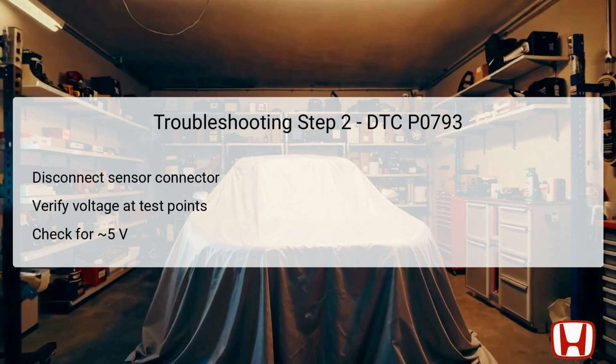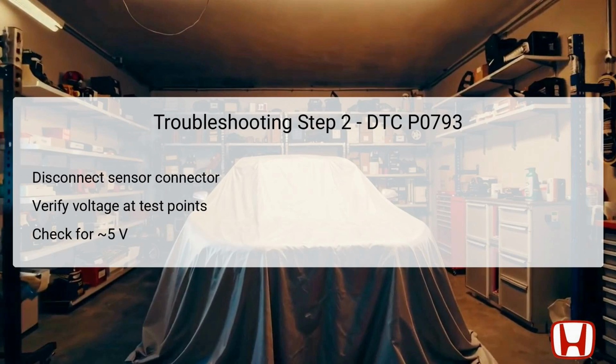In the second troubleshooting step for DTC P0793, first, turn the vehicle to the off-lock mode. It is crucial to ensure that the vehicle is completely powered down before proceeding. Disconnect the CVT drive pulley speed sensor 3P connector, which allows you to isolate the sensor for testing. After disconnection, turn the vehicle back to the on mode. At this point, measure the voltage between specific test points to assess the health of the sensor's electrical circuit.